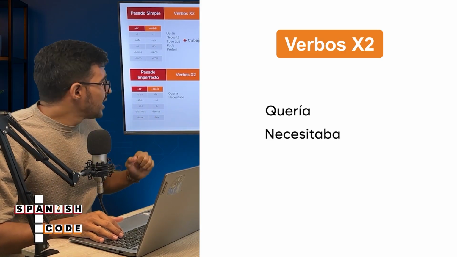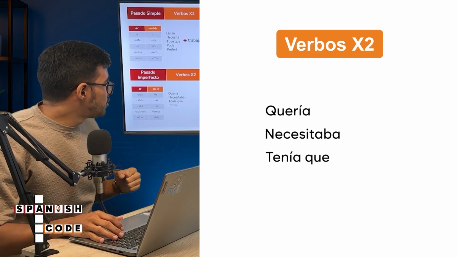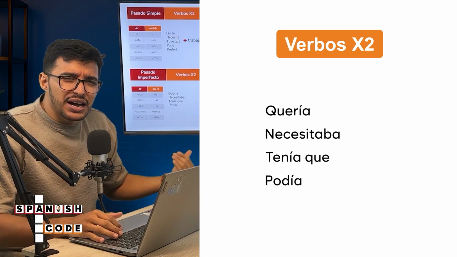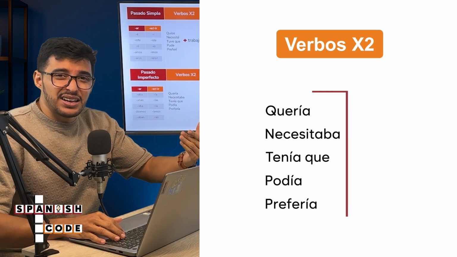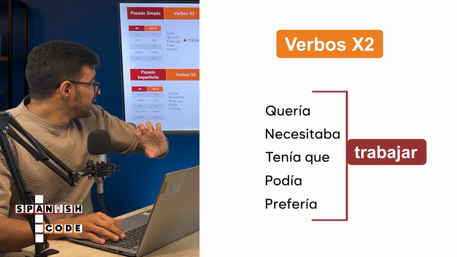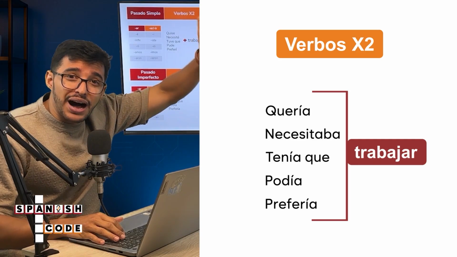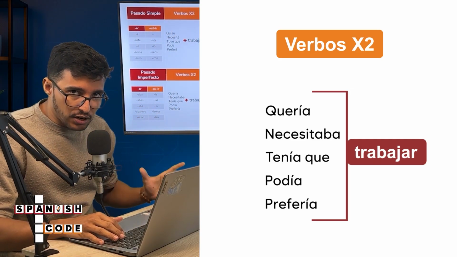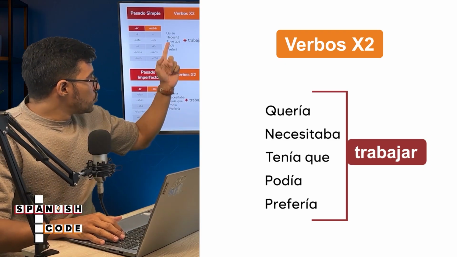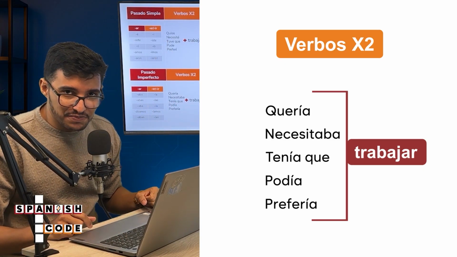Then we have necesitaba, tenía que, I had to, podía, no podía. I couldn't do it like for a long period. Prefería, I used to prefer, or I would prefer in the past, right? And then we use trabajar. We're only replacing the conjugation of the main verb. So what's the difference, right?